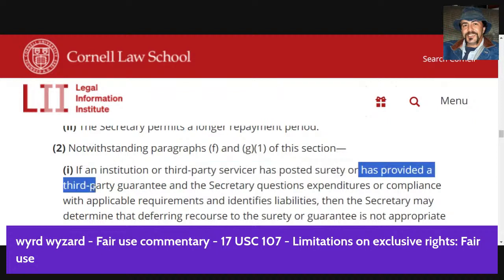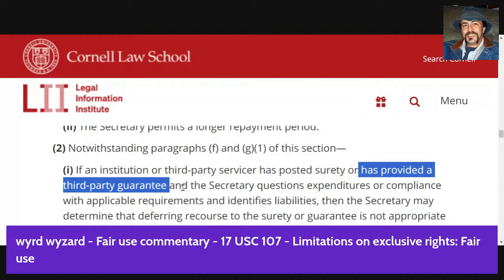Or has provided a third-party guarantee. Signature guarantee. Medallion stamp signature guarantee. It's called a signature guarantee for a reason. And that's what you're doing every time you sign. You're giving a guarantee. Look at that traffic citation. It says you promise to appear by giving your signature. That's a guarantee.